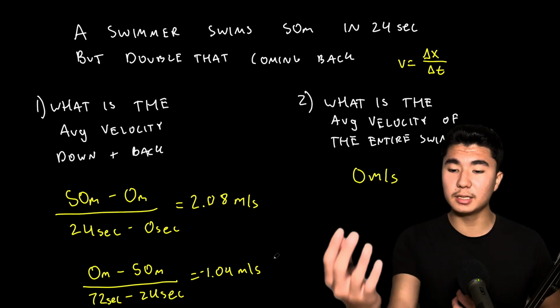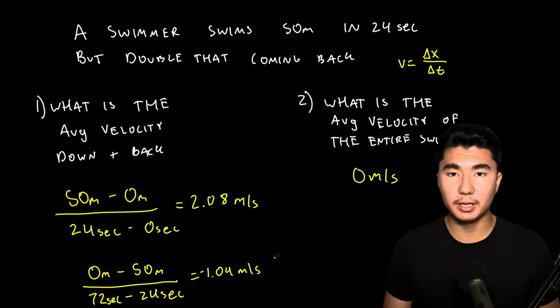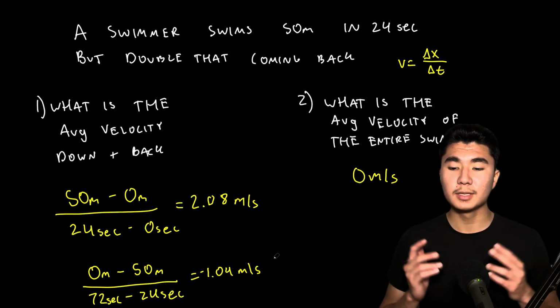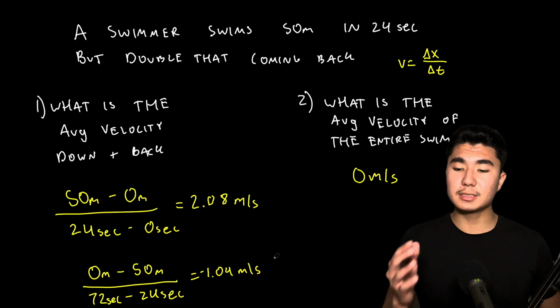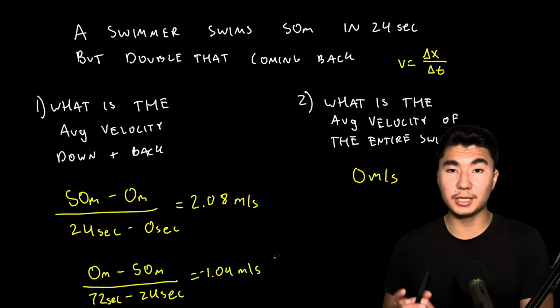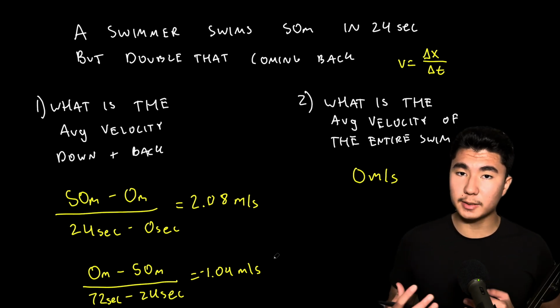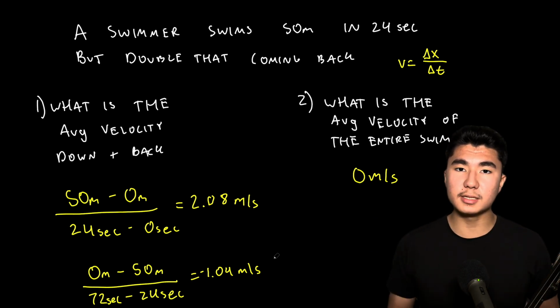If it asked what's the total distance of the entire swim, or maybe what's the velocity at 23 seconds, we could find that. But since it's asking what's the average velocity of the entire swim, average velocity depends on displacement. We have 0 displacement. That means we have 0 velocity, and that's why the answer is 0 meters per second.